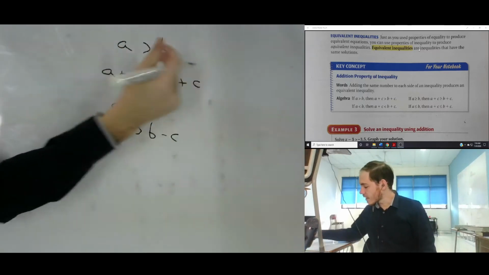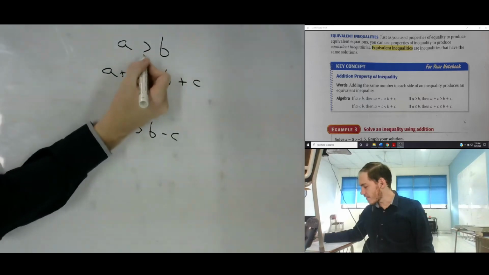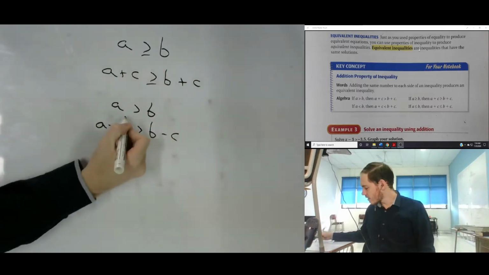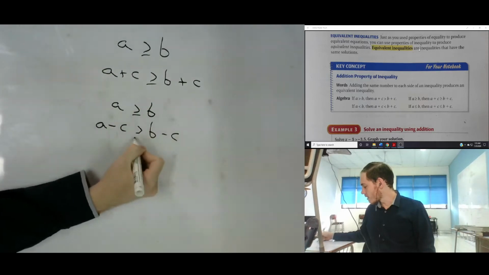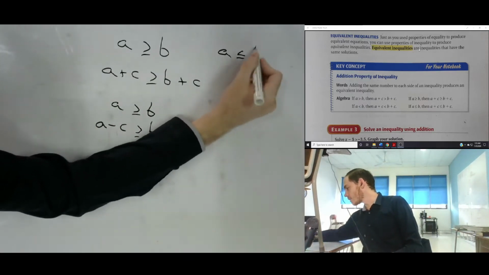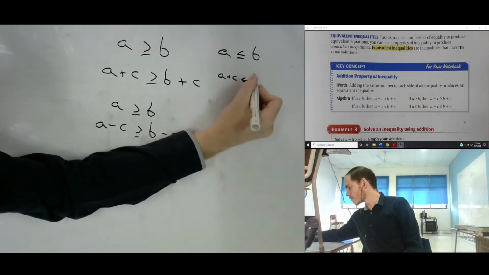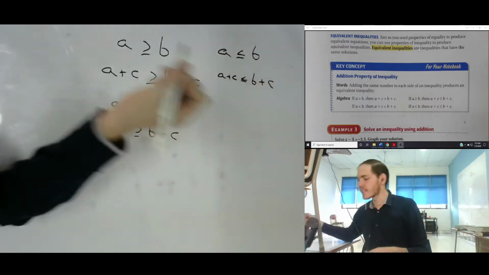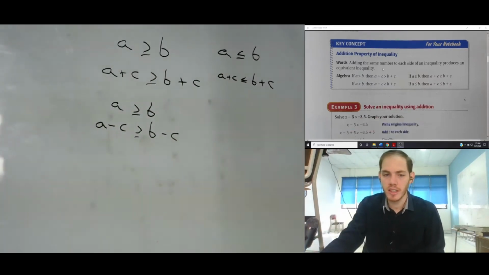Now, is it the same thing if you have an equal sign? The answer is yes. If I have greater than or equal to, or even if I have less than or equal to, it's going to be the same thing. So addition property: if you have a is less than or equal to b, then a plus c is going to be less than or equal to b plus c. Both sides, it's going to stay the same relationship.